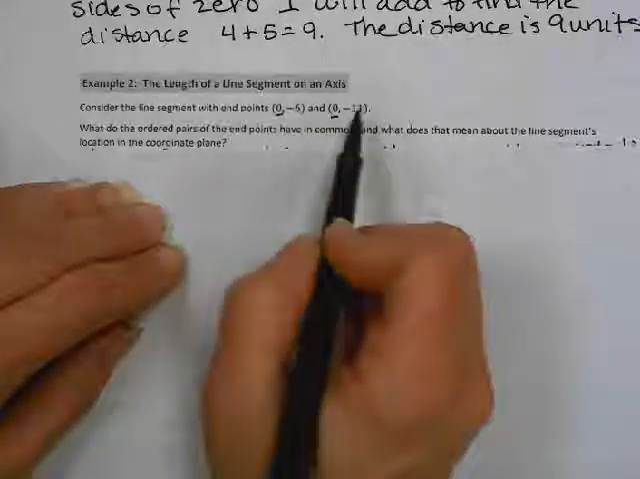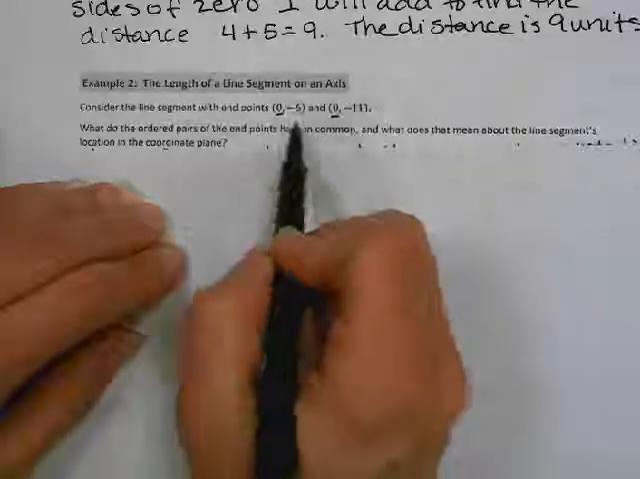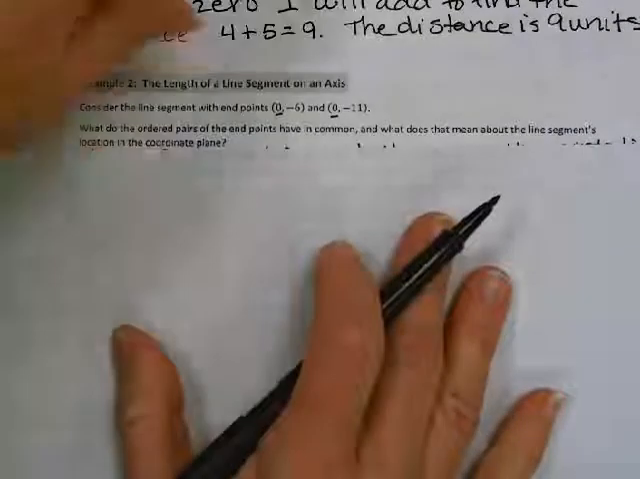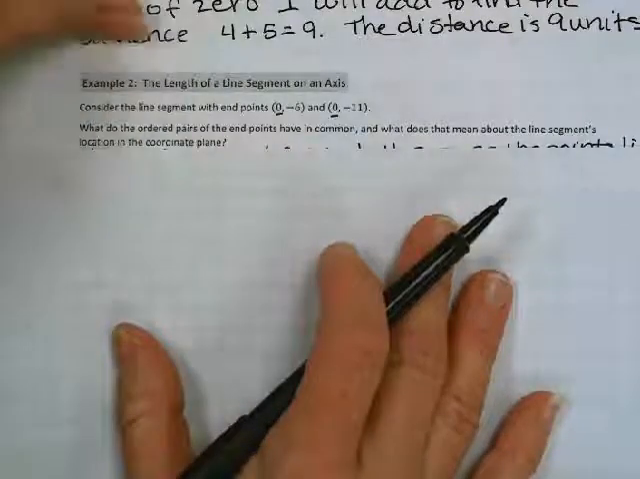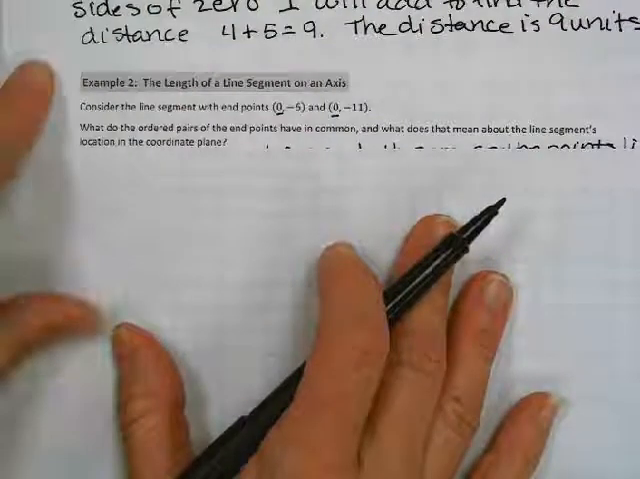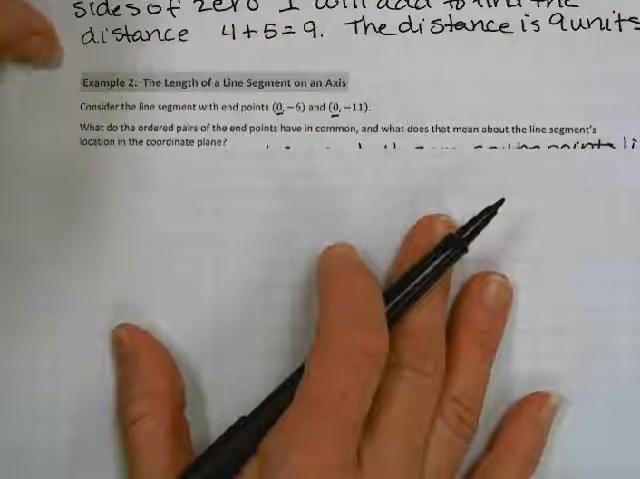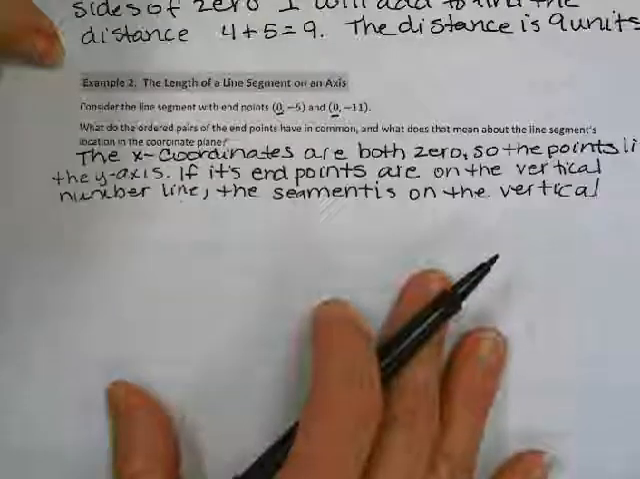That means they're going to sit on the same side of 0. So our strategy for finding the distance is different. So let's look at the answer to this. What do the ordered pairs of the endpoints have in common, and what does that mean about the line segment's location in the coordinate plane?